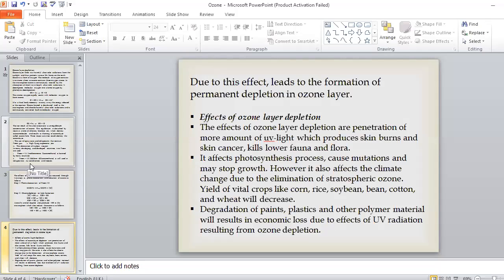Usually, ozone depletion is asked in the examination for 5 to 6 marks. 5 marks, not 6 months. Most of the time, it is asked for 5 marks. So that's why you need to practice the reactions.